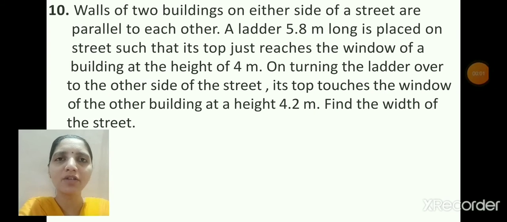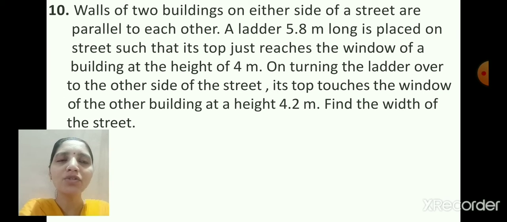Now let's try to solve one more sum. 10th sum. Walls of two buildings on either side of a street are parallel to each other. A ladder 5.8 meter long is placed on street such that its top just reaches the window of a building at the height of 4 meter. On turning the ladder over to the other side of the street, its top touches the window of the other building at a height 4.2 meter. Find the width of the street.